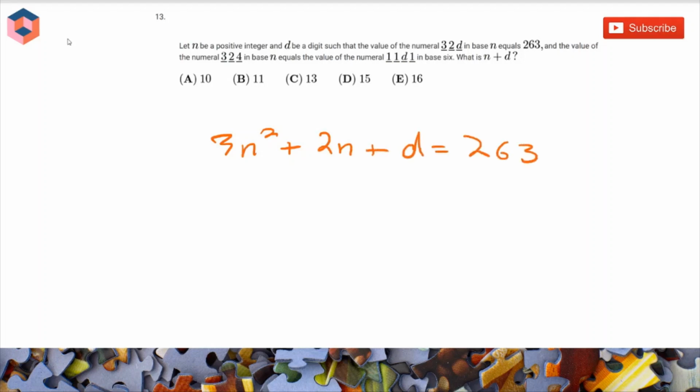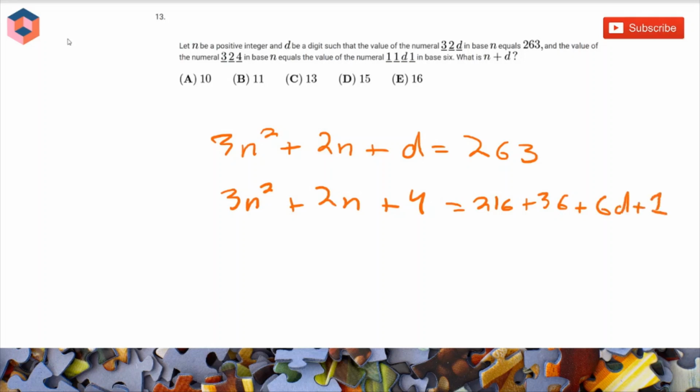So it's looking a bit messy. Hopefully it'll get better. Now we have that 324 in base n, which is once again 3n squared plus 2n, but this time plus 4 in base n. So this is in base 10 now, equals the value of the numeral 11d1 in base 6, which is 216 plus 36 plus 6d plus 1.